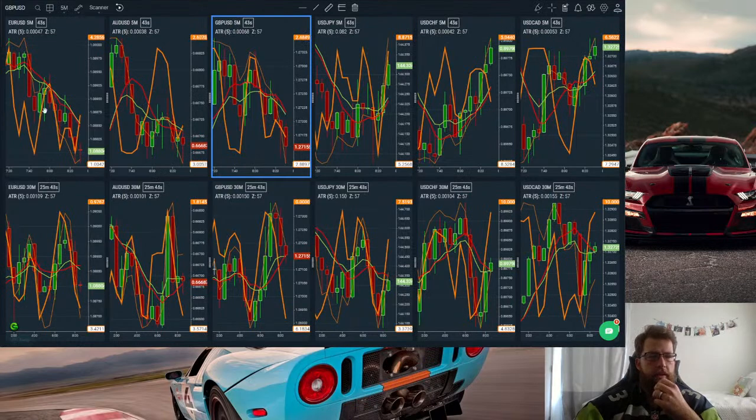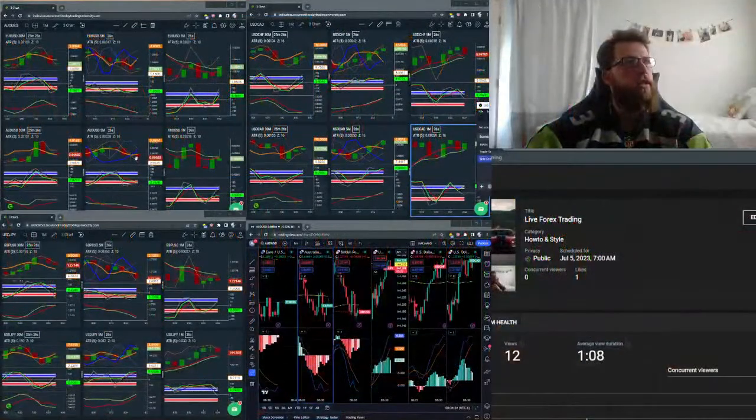But let's go back to this one. Look at the overall, the bigger... I don't know what we should call it. The other screen with the 1 minute chart. Let's look at the euro. So this is our euro here, 35 minute, 1 minute.